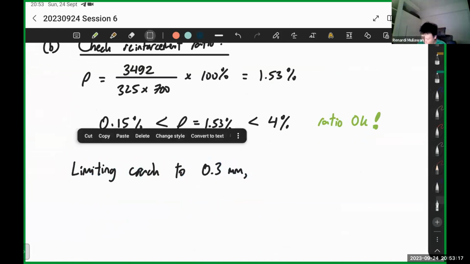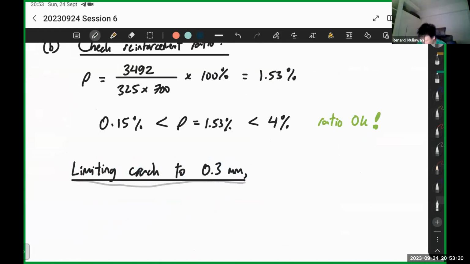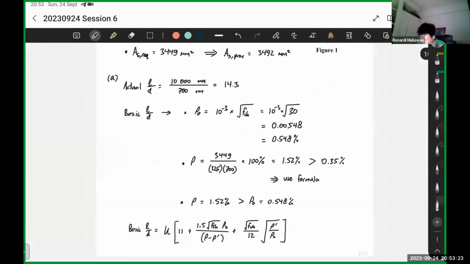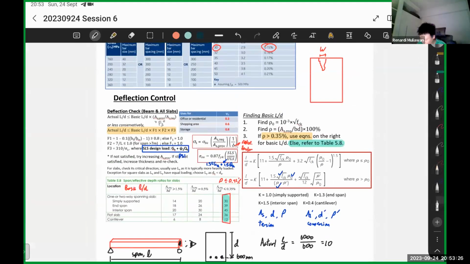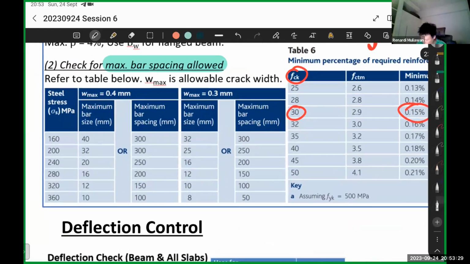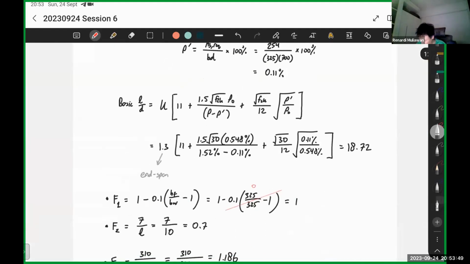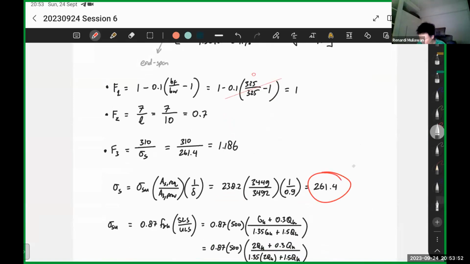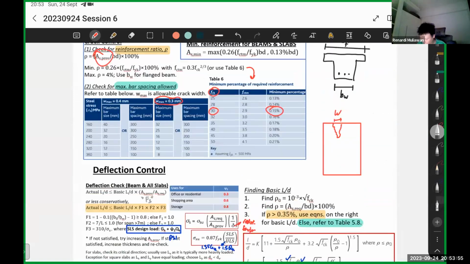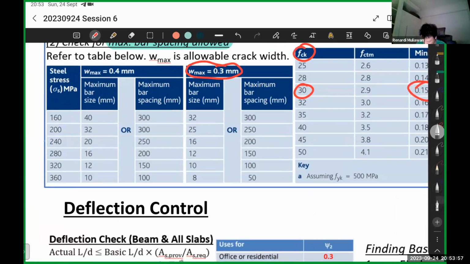For the second step, we need to limit crack width, let's say to 0.3 millimeters. So we can either check the spacing or we can check the bar size. But if you notice, the input needs the steel stress. The steel stress is actually the one that we just calculated, sigma s. Sigma s is 261.4, so 261.4 is somewhere around here.